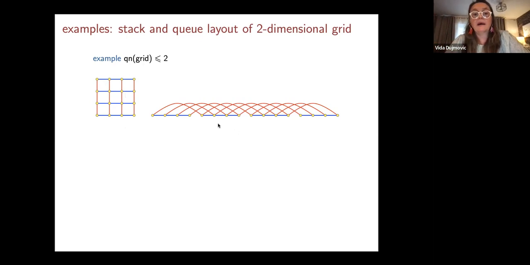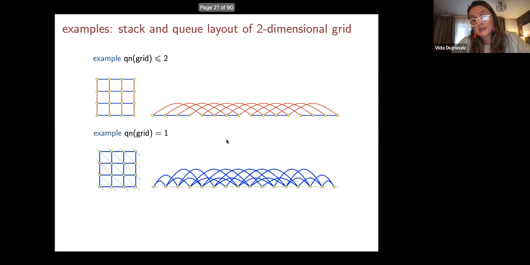So if you want a queue layout, you just draw the lines in this order, and the red edges are going to form a queue, and the blue horizontal edges form a queue. Nothing is crossing, and you get a 2 queue layout. But in fact, the little tool gives you that the queue layout of a grid is actually 1. It's just that you pick different lines from the horizontal or vertical lines of the grid.